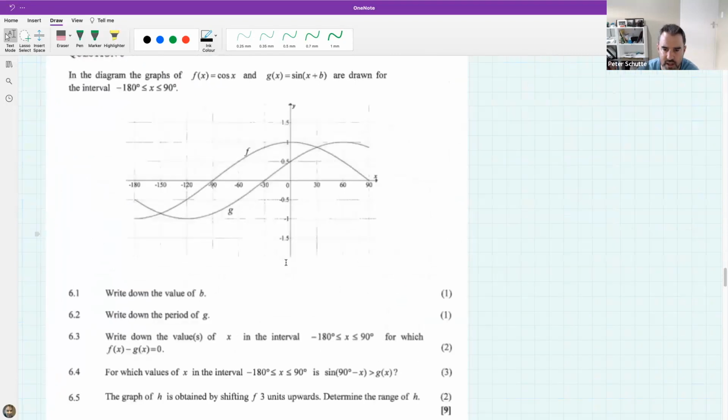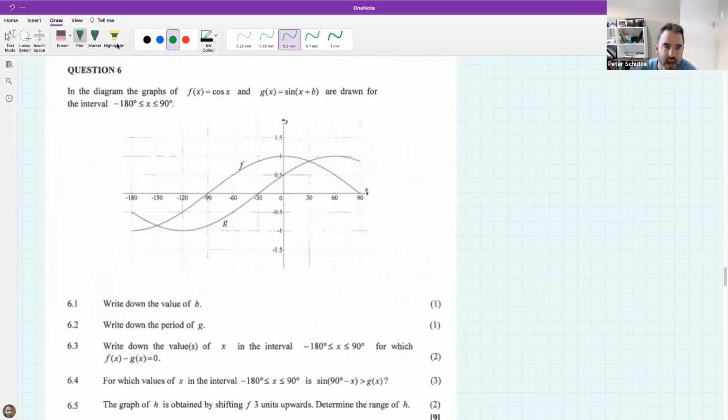So here is a past paper question, and you're given a cos function, which is f. Let me just put it in yellow so it's clear. Then you're given a sine function, but it has had a transformation. I'll leave it to you to think about what type of transformation you think it is, but something has been changed. The domain we're playing in is from minus 180 to 90. You can see minus 180 here, 90 there. I want you to figure out 6.1 and 6.2.